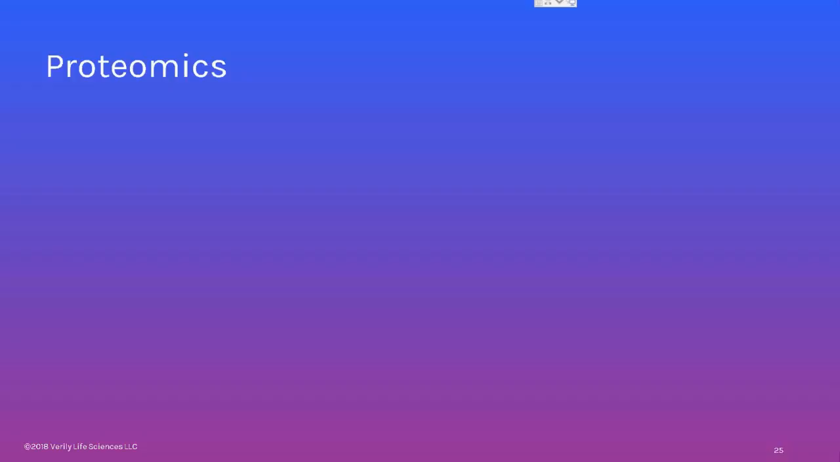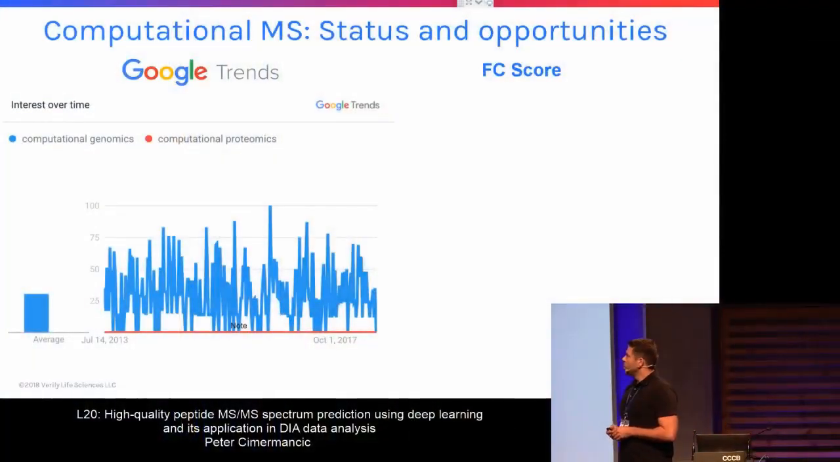We have also identified lots of opportunities for machine learning in proteomics. The reason for that is that there is just lots of data out there that's available. For example, the PRIDE database has tons of data that we could use for training. And second, when we look at trends, there are not many people who work on computational proteomics yet.